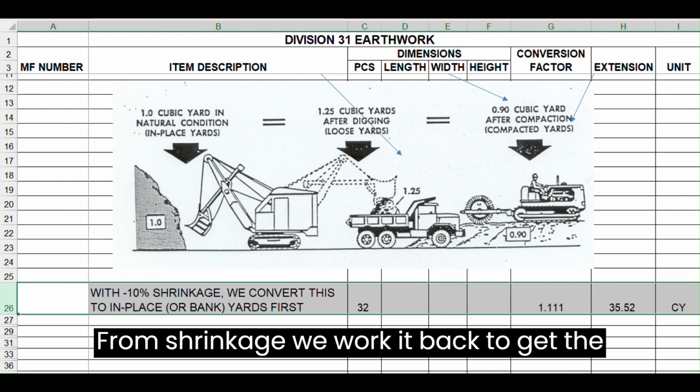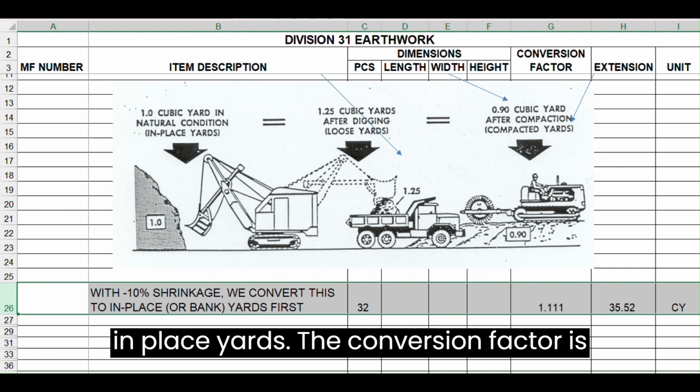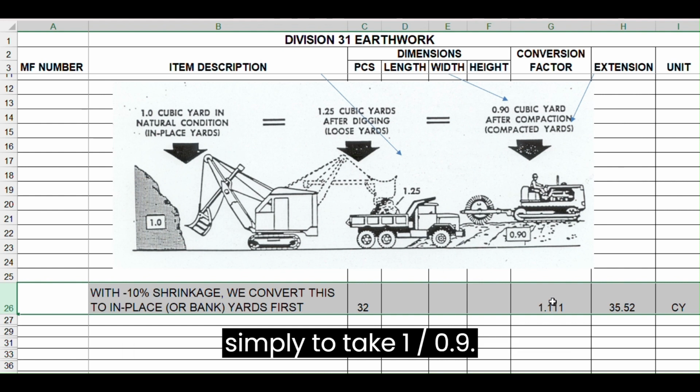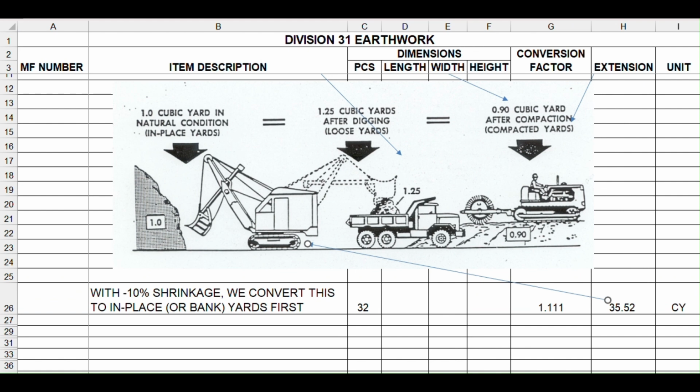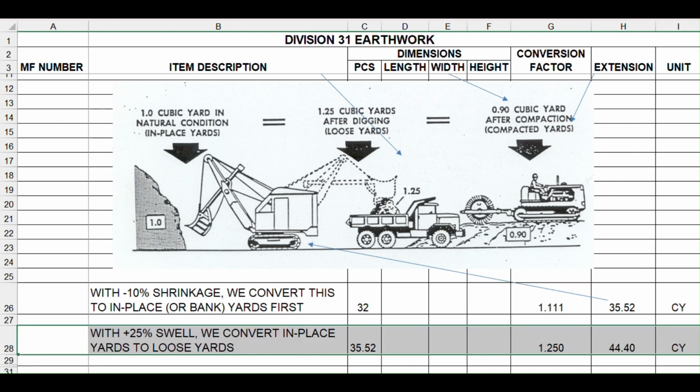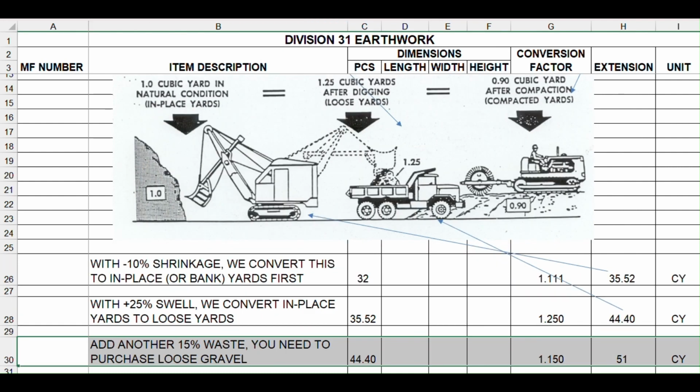From shrinkage, we work it back to get the in-place yards. The conversion factor is simply to take 1 divided by 0.9. Next, by considering the swell, we get the loose yards that need to be worked with. Finally, by accounting for wastage, we get the actual volume of loose gravel needed to purchase, as well as the trucks to move them.